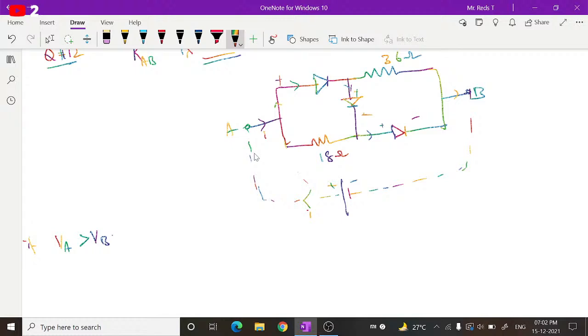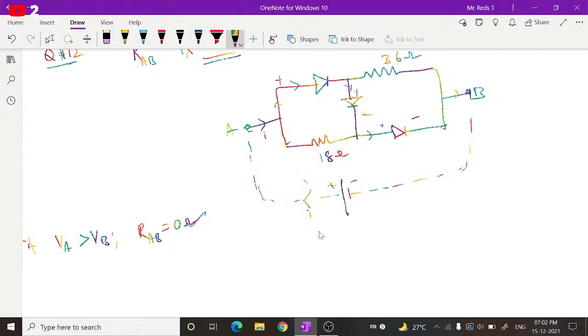So what is mentioned here? In that case, if it is conducting, then there will be no resistance between A and B. If VA is greater than VB, the resistance between A and B will be equal to 0. Right? If you have understood this.